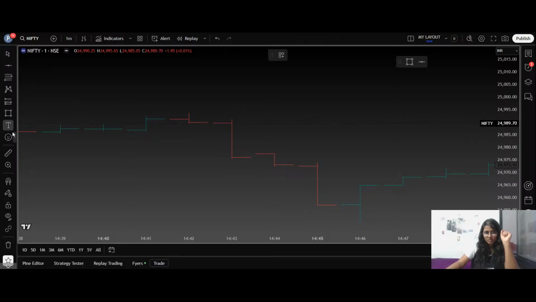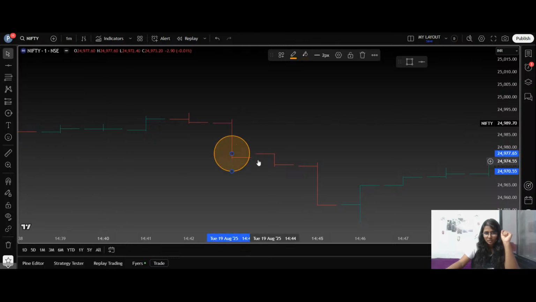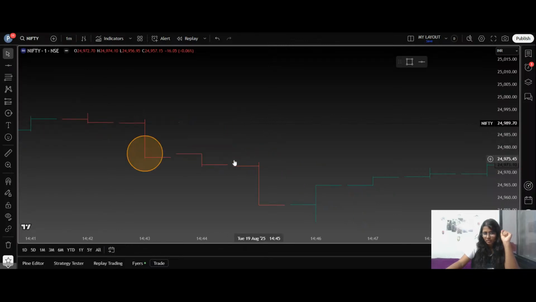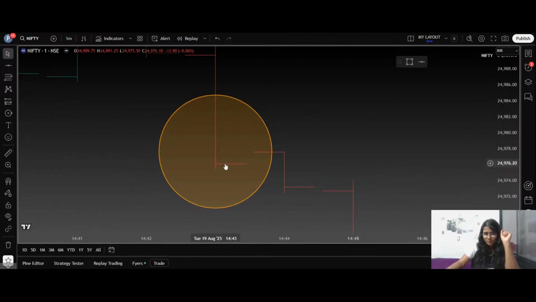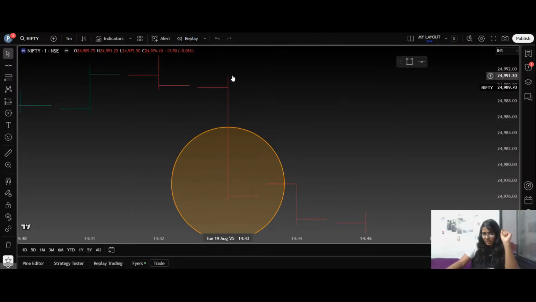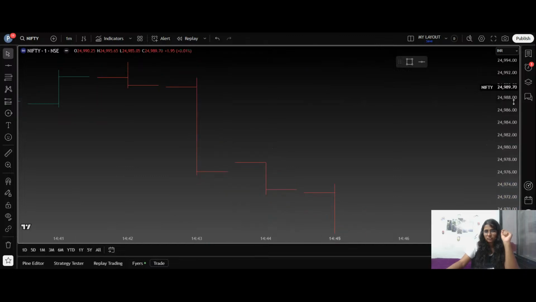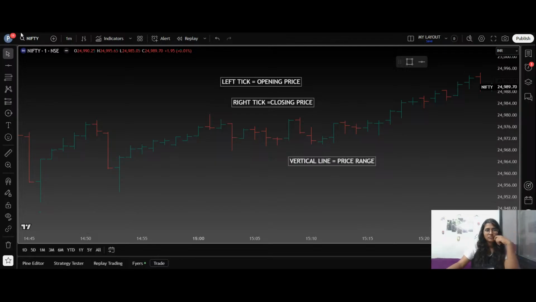You can see, this is a small tick. You can see here, this is a small distance. So this is the closing price. This is the lowest price, and this is the closing price. Similarly, this is the opening price, and this is the highest price. I hope these ticks are very clear to you. I hope these candles are also clear to you. So we'll move further.